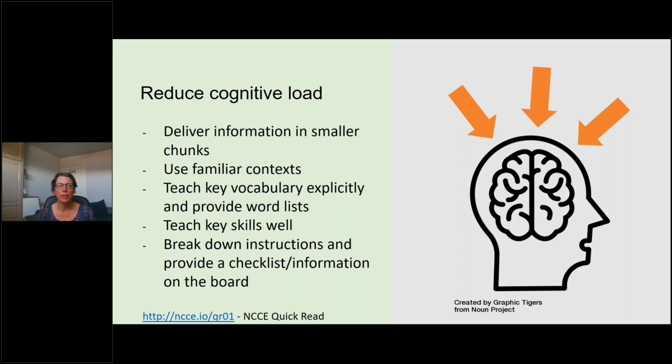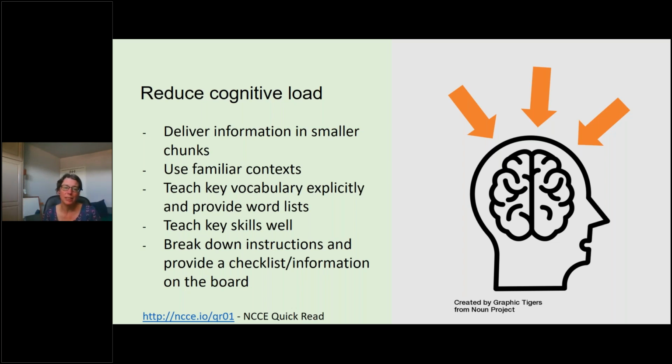So making sure that we deliver information in smaller chunks and revisiting that and making sure that that's well embedded before moving on. Using familiar context, and I'm going to come back to this later when we talk about unplugged activities. If I teach you about algorithms by getting you to write down the instructions for making a cup of tea, and you're a year 1 pupil, well, writing is going to be difficult, so that's already a whole load of things you have to think about that's nothing to do with the concept. But also, if you've never made a cup of tea in your life because you're 5, then that adds extra pressure to the learning. And so by using familiar context, this will help reduce cognitive load.